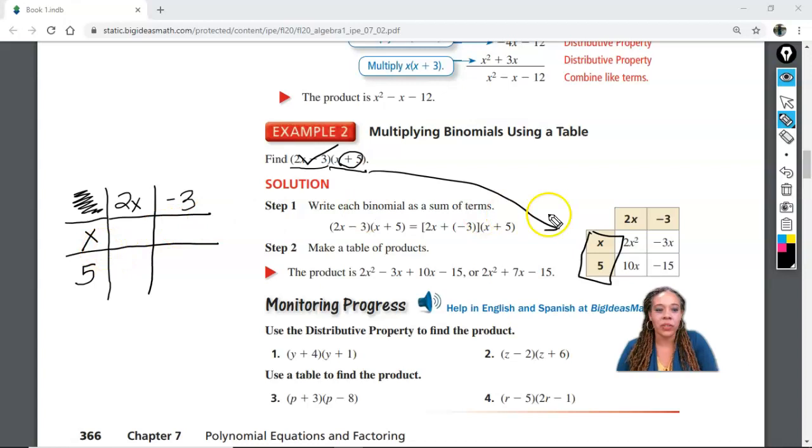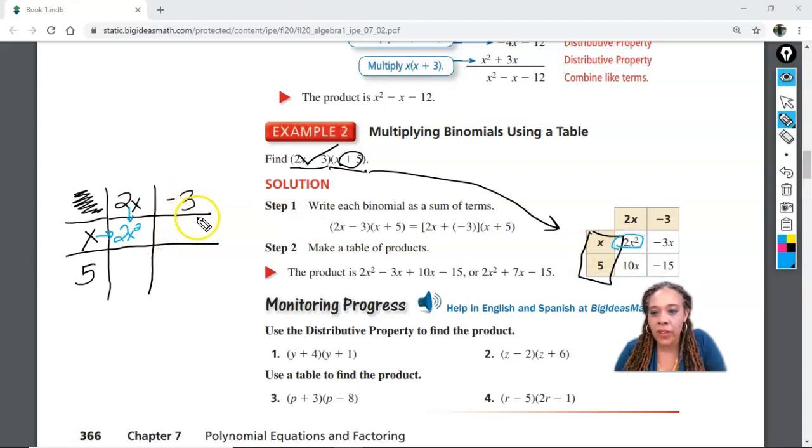All I have to do, let me see if I can change color, is match this term and this term. So I'm going to multiply those. So what is 2x times x? If you said 2x squared, you're right, because you probably know that already, or you saw it right here. But that's how they got the 2x squared, okay?